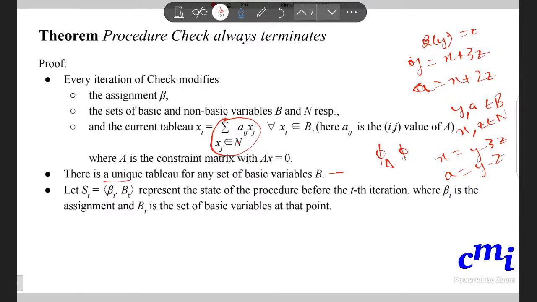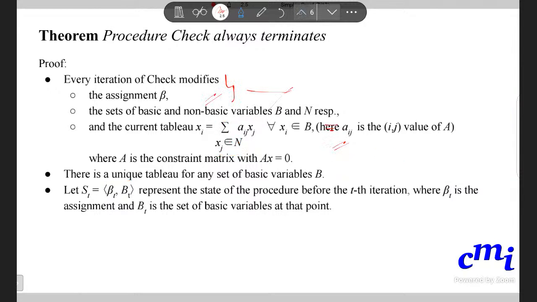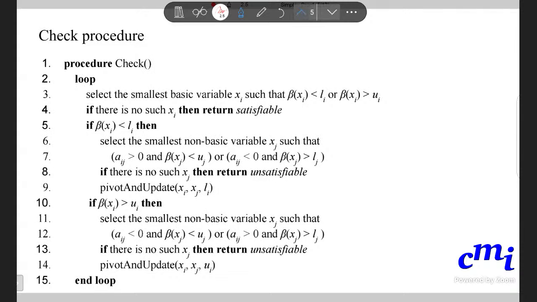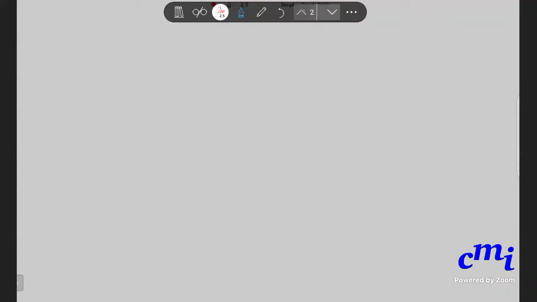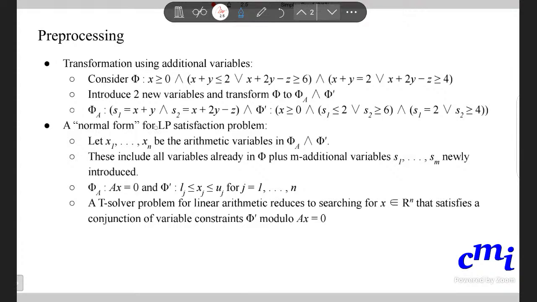So now we have phi prime as well. Phi prime is the part where the m additional variables, which are in the start the basic variables, have bounds on them. In this example, I don't think that example is great, but if you ignore the disjunctions, this is the phi a part, and the phi prime part is where you have constraints on the s's, which are the additional variables. So these are the basic variables at this point.